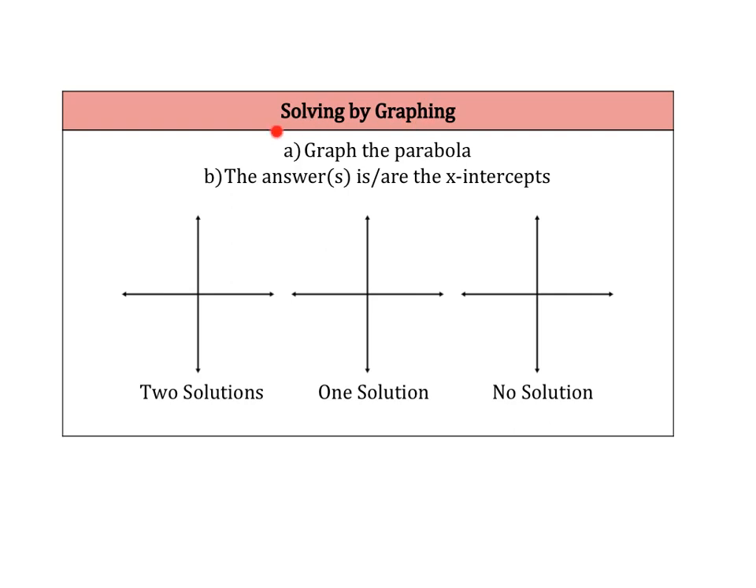So to solve a quadratic equation by graphing, the first thing we're going to do is graph the parabola. So we'll have to find the vertex and then we can follow our growth patterns to find additional points. And then our answer or answers are going to be the x-intercepts of our graph, and that will tell us what x is equal to.